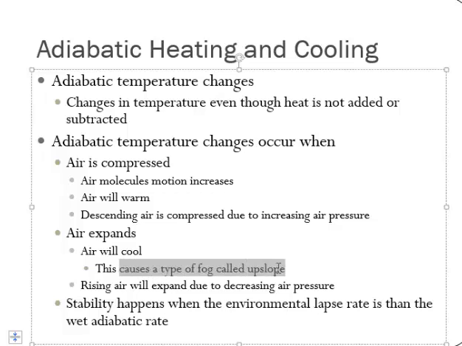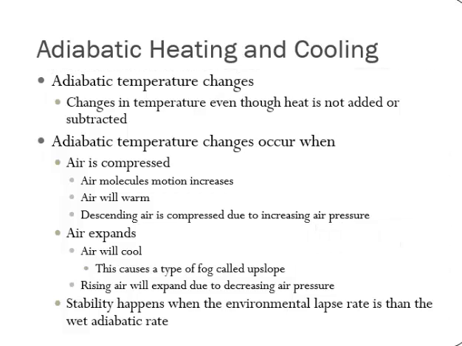This causes a type of fog called upslope, because since the air is cooling off, the moisture is condensing. Remember, warm air can hold a lot more moisture without causing condensation, without causing fog. So as air rises on the side of a mountain, it gets cooler and cooler, and that causes the air to condense. That causes the air to become liquid, and clouds to form, and fog to form. So they call it upslope because it happens when it's going up the slope.